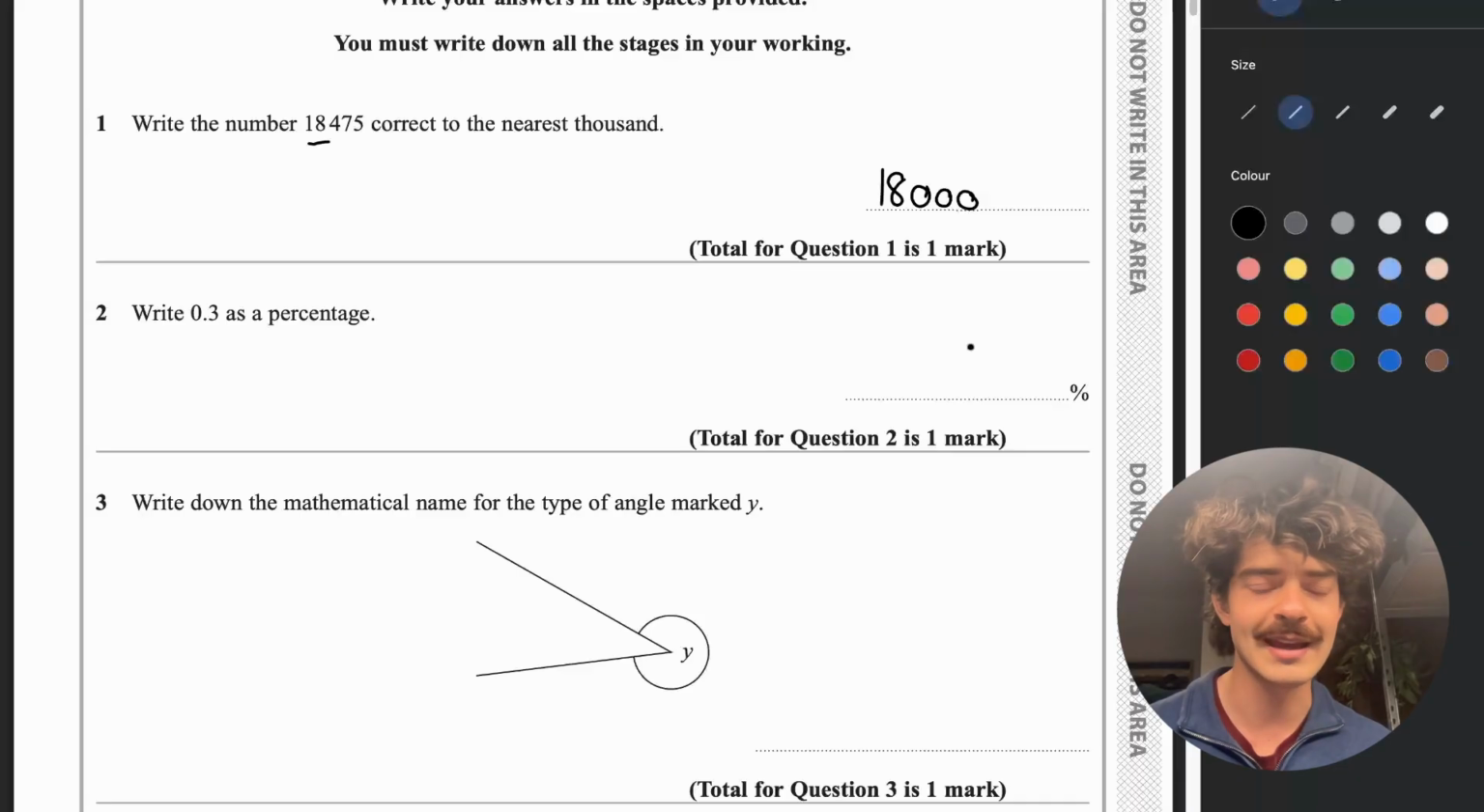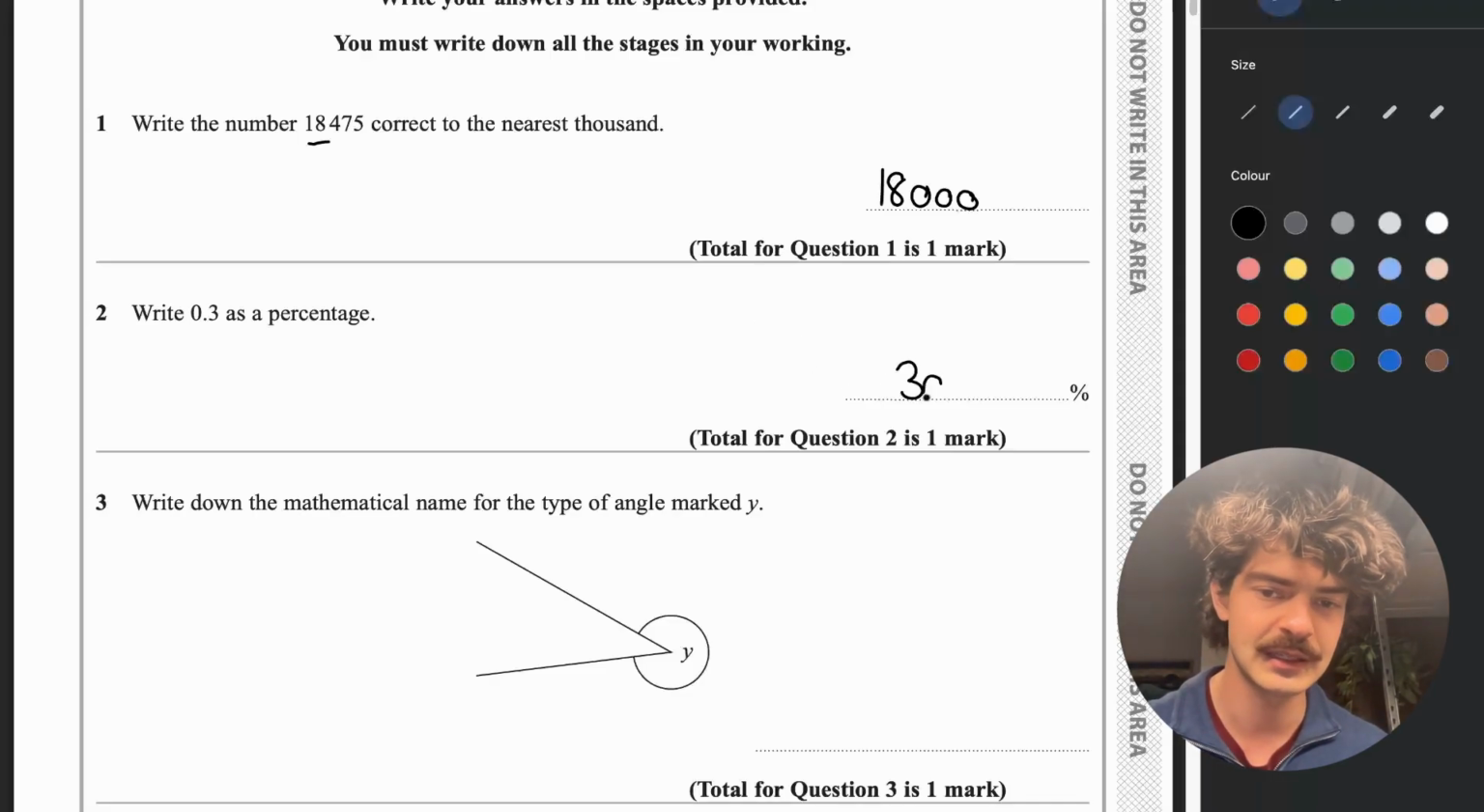Write 0.3 as a percentage. Well, one whole is 100%. We've got 3/10 of that, or 0.3. Therefore, we want 30%.